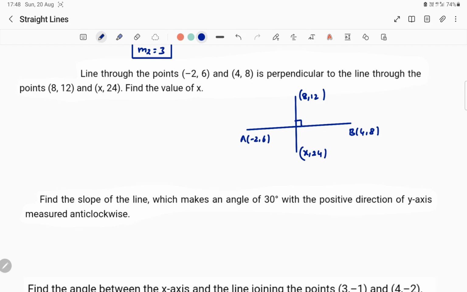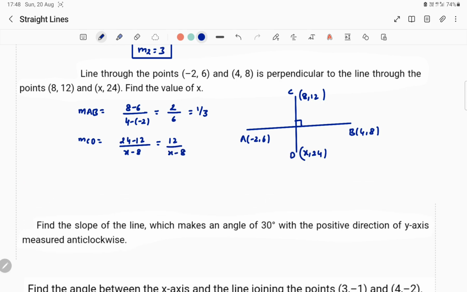So the moment I see this angle is 90 degree, the first thought that should come to our mind is that m1 m2 is equal to -1. So find the slope of AB. Slope of AB is how much? 8 minus 6 divided by 4 minus of -2, which is 2 by 6, which is 1 by 3. And if I ask you, let's call it as CD. M of CD is how much? It is 24 minus 12 divided by x minus 8, which is 12 by x minus 8.